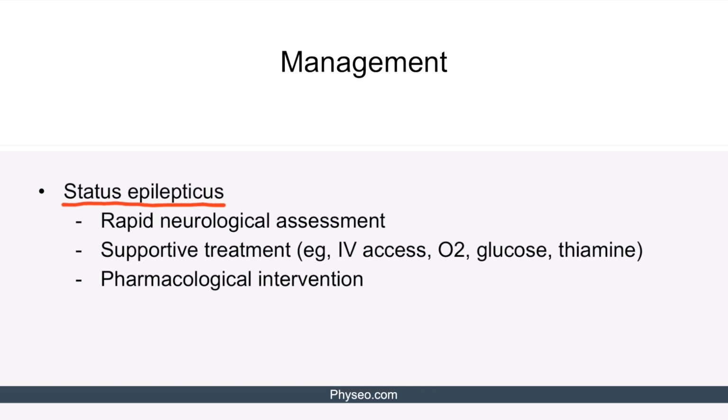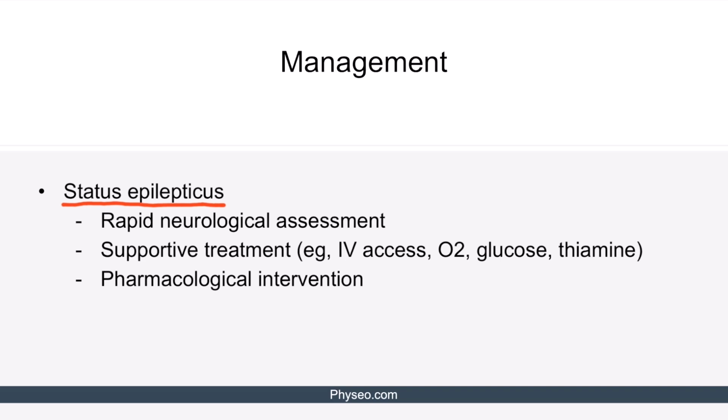You need to rapidly identify that they're in status, and you need to assess them neurologically. And once you've made this decision, think, okay, this patient is in status. We need to stop it. So where do you start? Well, you can start with getting them IV access, give them oxygen, glucose, and even thiamine. However, the most important part is that pharmacologic intervention.